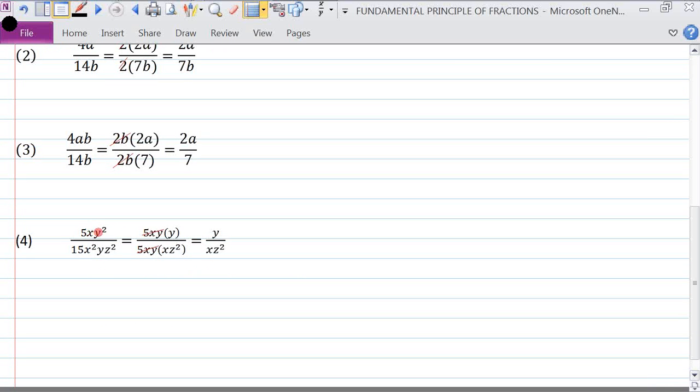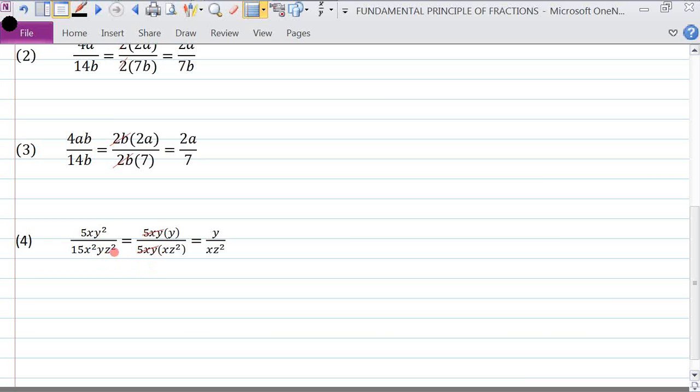Here I have 5xy squared over 15x squared yz squared. I can take out 5x from here, and I can take out 5x from here. And I take out the lower, if you look here I have x to the power 1, here I have x to the power 2. So I take out the lowest power of x right here. And here I have y squared and y to the power 1, so I take out the lower of those two. So that's why I take out the 5xy and the 5xy here.